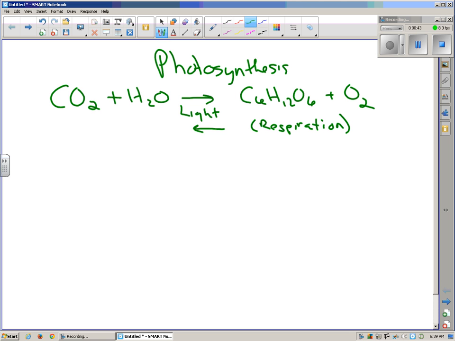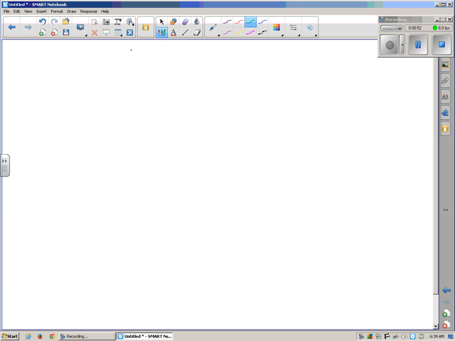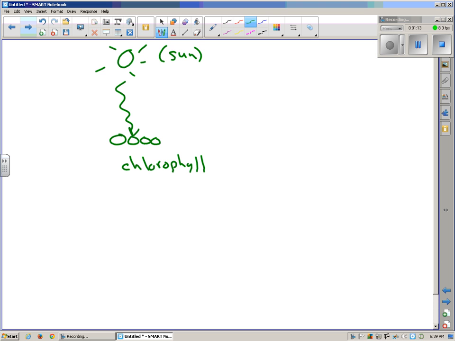So what we want to do here is make a picture outline flow chart of photosynthesis. To do that, we have to start with light, sun, or any light really, but especially light from the sun. And this is chlorophyll. Chlorophyll, remember, is the green pigment found in plants.